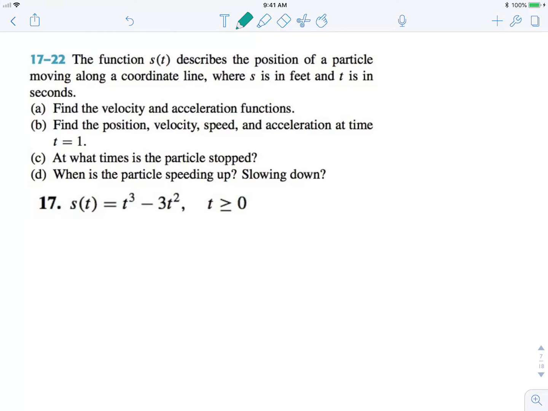Here we are given the position of a particle moving along the coordinate line where s is in feet and t is in seconds. So in part A, we want to find the velocity and acceleration functions. So remember, v of t is equal to s prime of t. So that's 3t squared minus 6t. And a of t is the derivative of v of t, which is 6t minus 6.